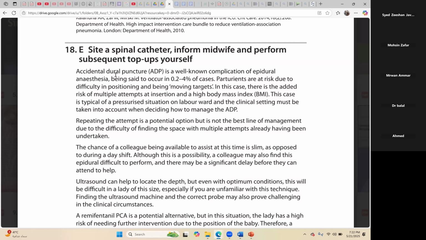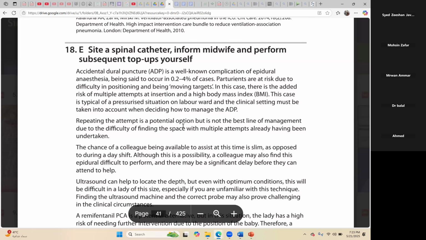Accidental dural puncture is a well-known complication of epidural, said to occur in 0.2 to 4% of cases. Parturients are at risk due to difficulty in positioning, being moving targets. In this case, there is the added factor that the patient has a very high BMI. This case is typical of a pressurized situation on the labor ward, and the clinical setting must be taken into account when deciding how to manage the dural puncture.